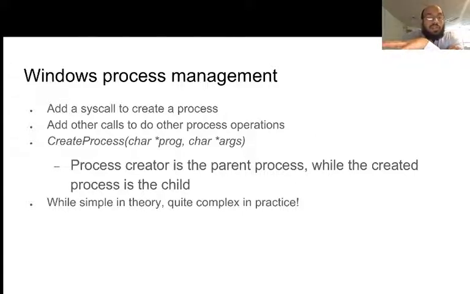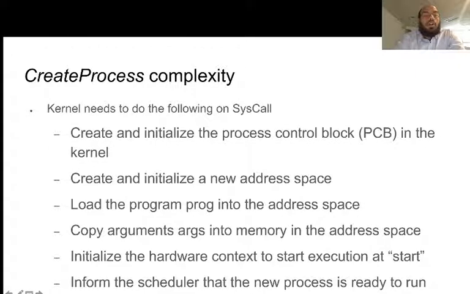While this is very simple in theory, it's quite complex in practice. This is the actual interface. So CreateProcess takes a pointer to the program that it creates and takes some arguments. So the kernel needs to do the following on the CreateProcess syscall. Okay, it needs to create and initialize the process control block, the PCB, in the kernel.